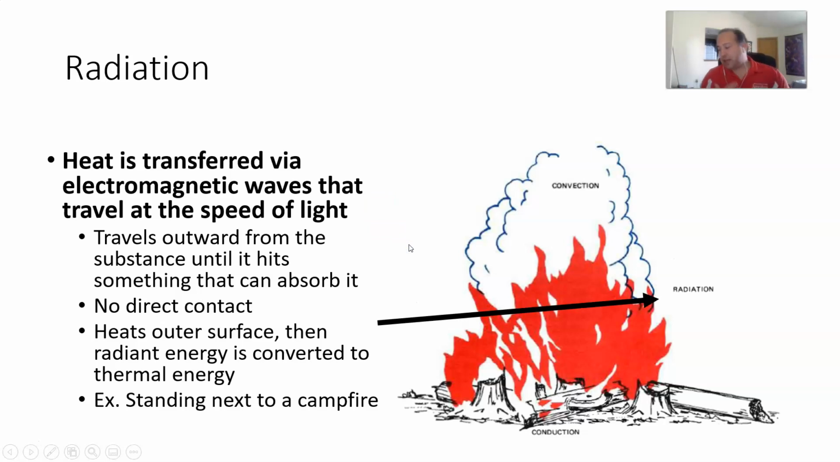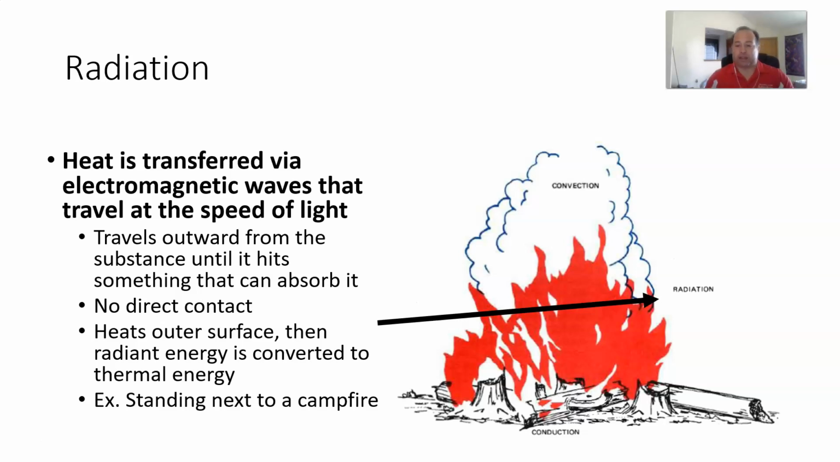So radiation is heat transferred via electromagnetic waves that travel at the speed of light. Now that sounds fancy, but really all we're saying is radiation, like convection, you do not need direct contact. So conduction is heat transfer with direct contact, whereas with radiation and convection, there is no direct contact in terms of heat transfer.